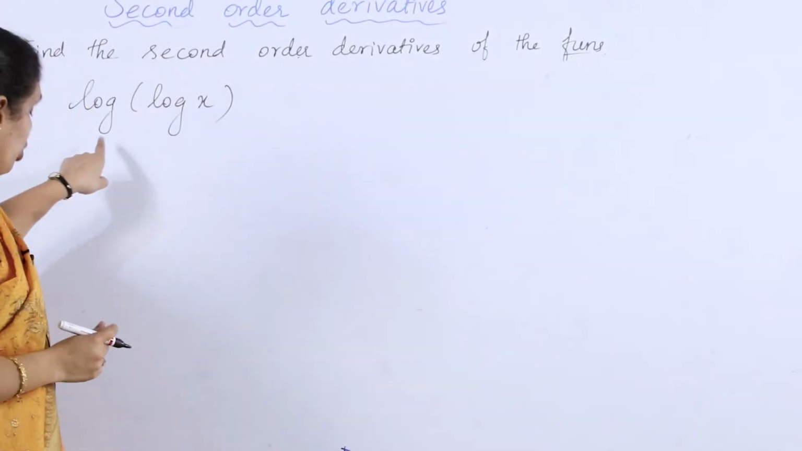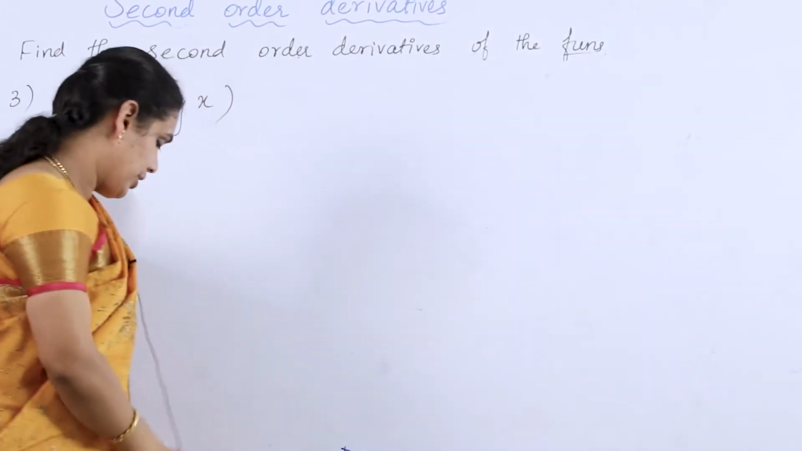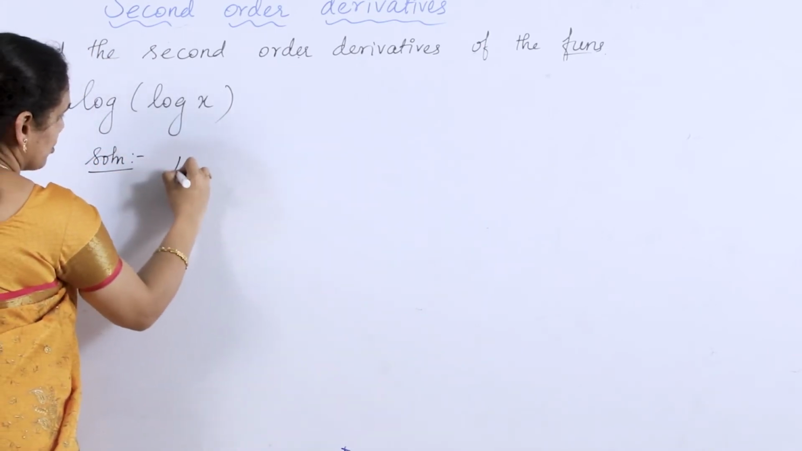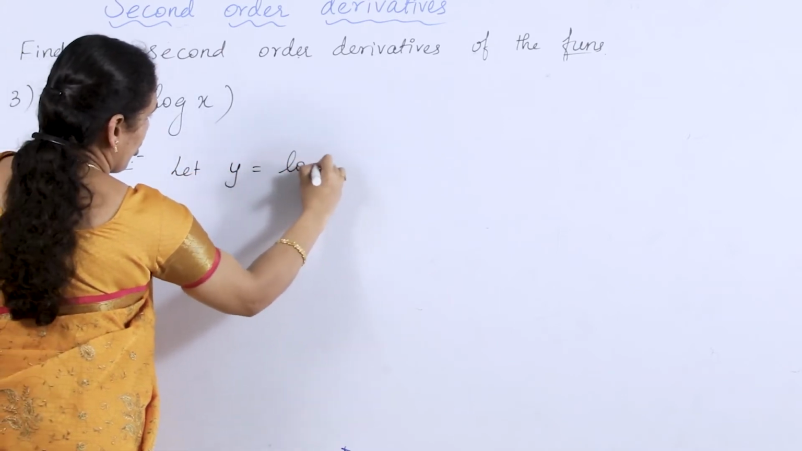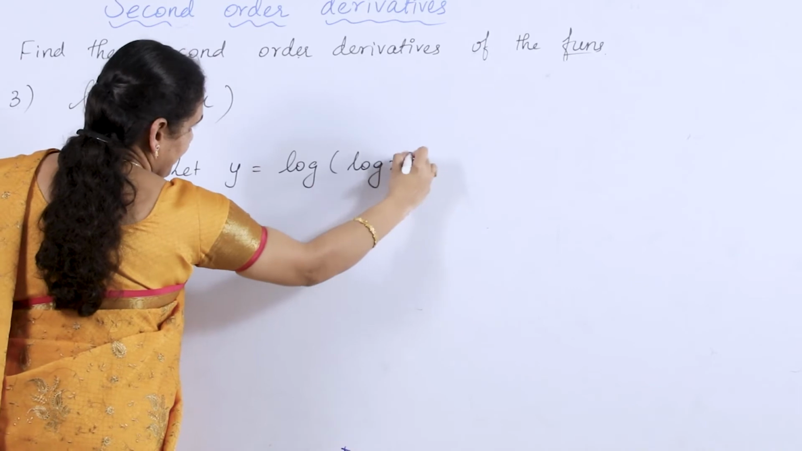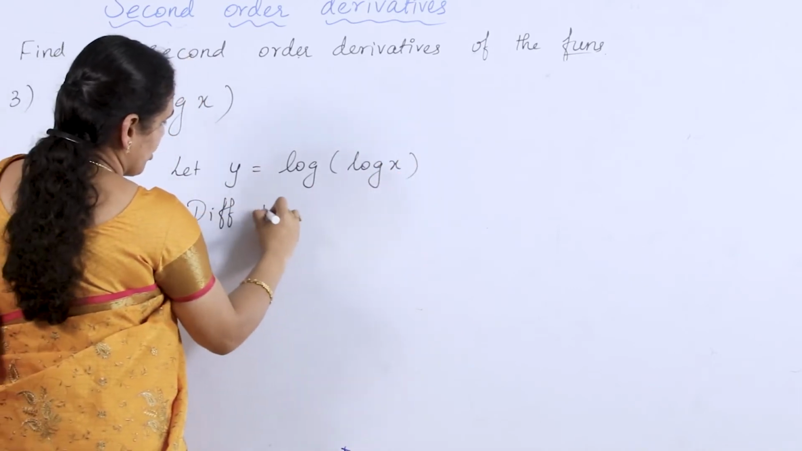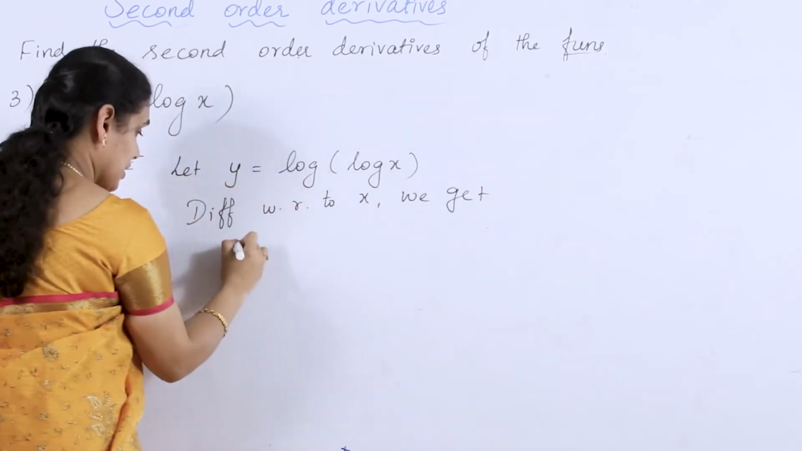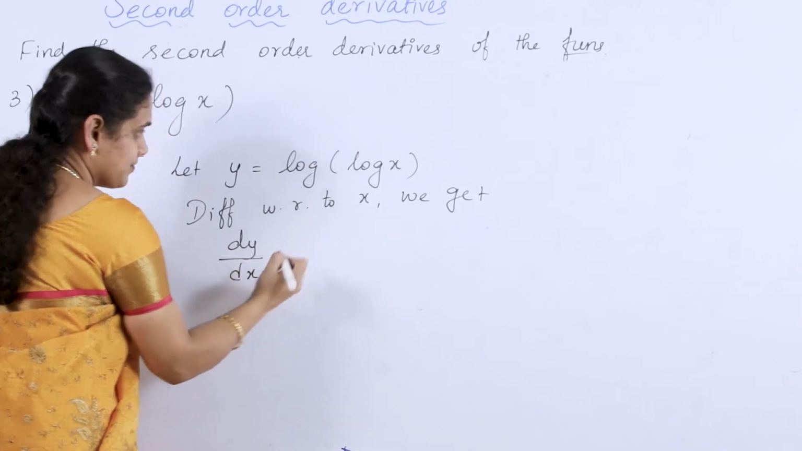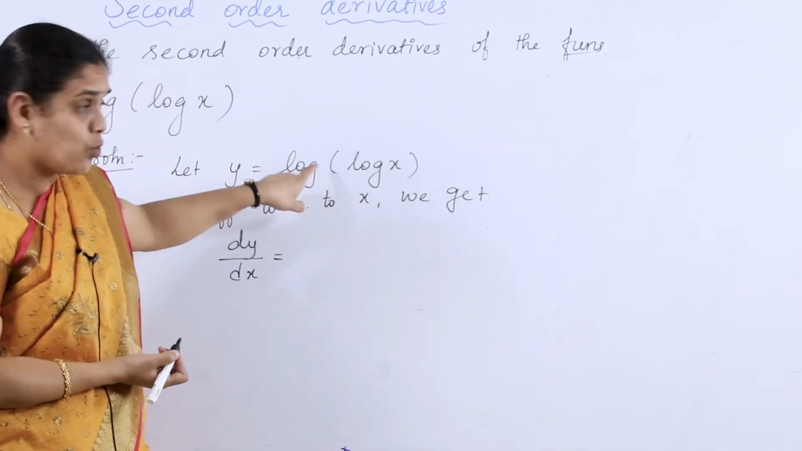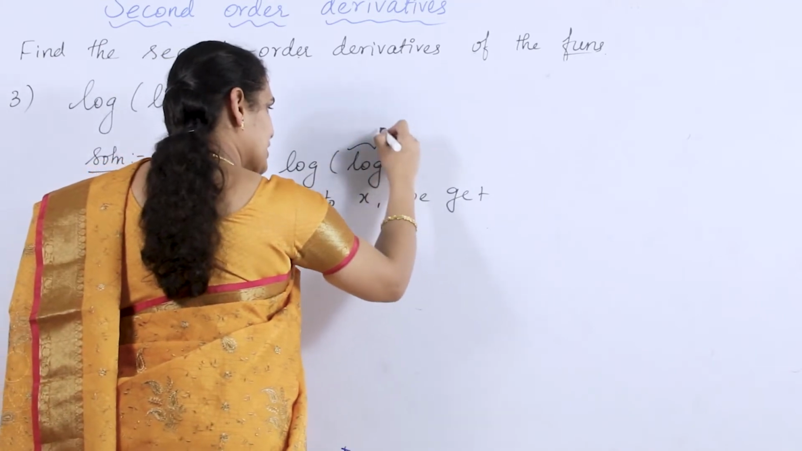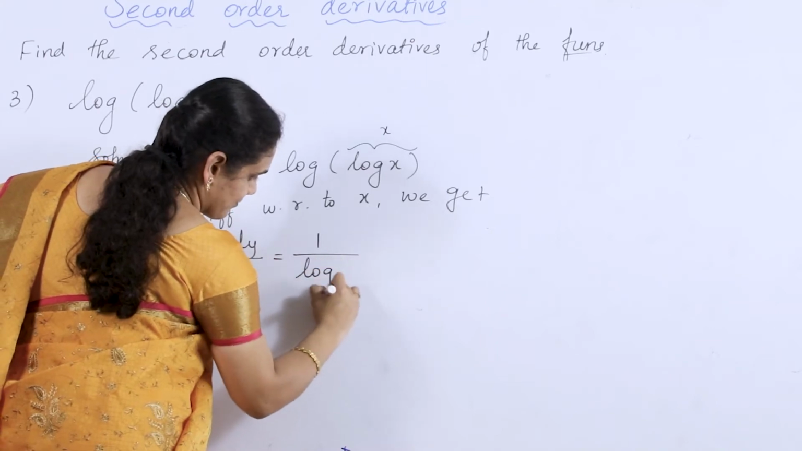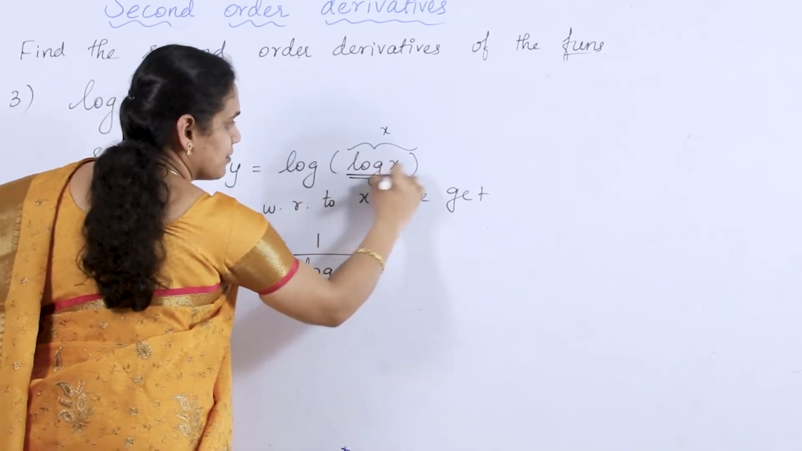Our third problem is log of log x. Here also we have to find the second order derivative. So let us take this one as y. So let y is equal to log of log x. Differentiate with respect to x, we get dy by dx is equal to, derivative of log x is 1 by x, right? So if you treat this log x as x, the derivative is 1 by x. So 1 by log x into, then we differentiate this part by using the chain rule.